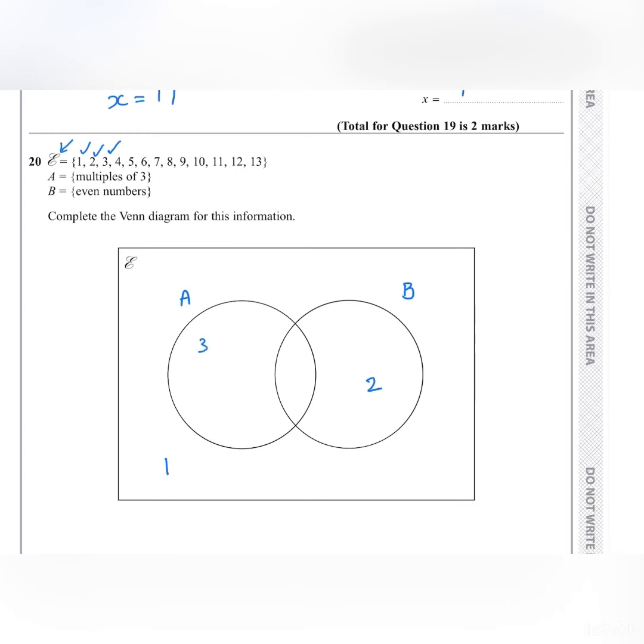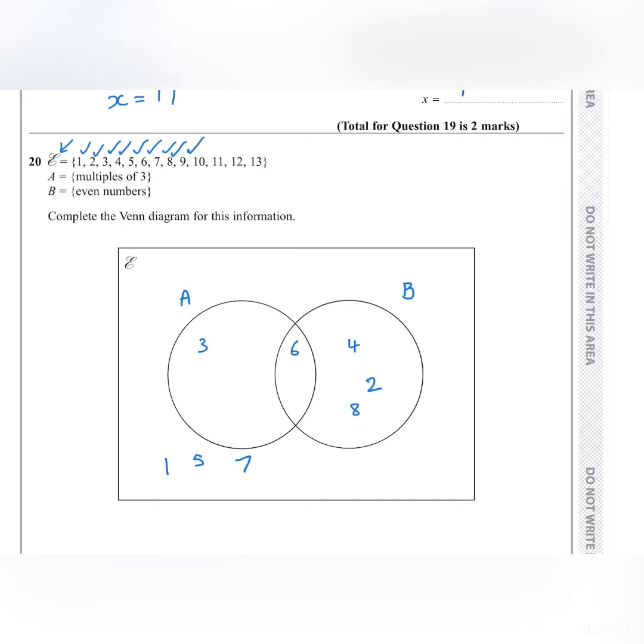Okay, and just carrying on with the numbers, let's have a look at 4. 4 is an even number, but not a multiple of 3. 5 is not a multiple of 3 or an even number, so it's going to go on the outside. Now 6 is an even number, and also it is a multiple of 3, so you can have 6 inside. Now 7, not a multiple of 3, not an even number. 8 is an even number, and it will go on this side.